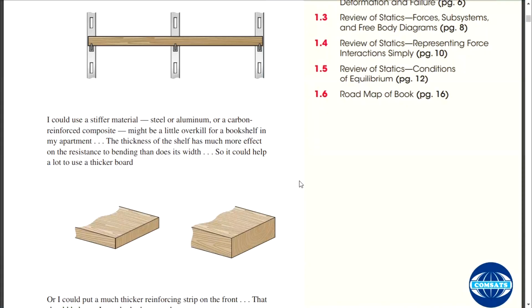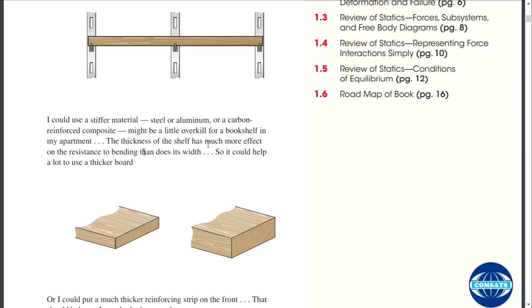All right, that's interesting. I could use a stiffer material, stiffness K. Stiffness is also related to E. Steel or aluminium, steel is stiffer than aluminium, or carbon reinforced composites, or fiber reinforced composites. Whatever the case, it might be a little overkill for a bookshelf in my apartment. Wooden shelves are mostly preferred for aesthetic and interior decoration purposes.